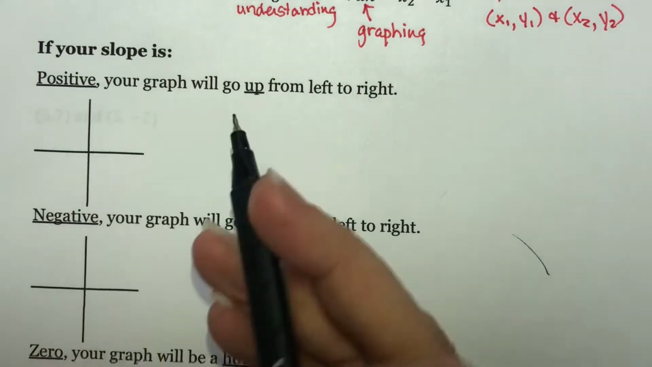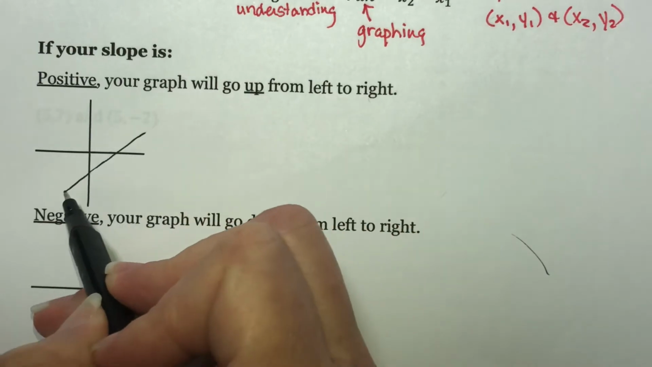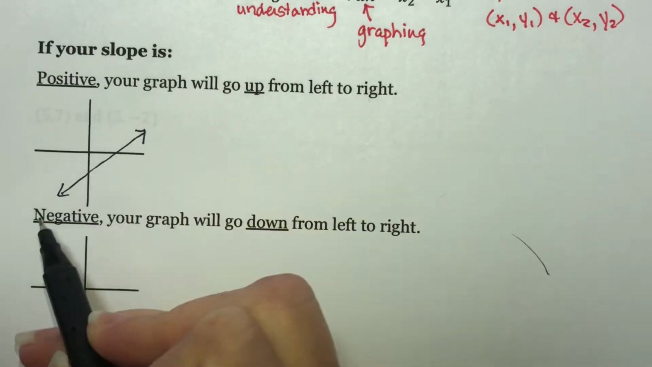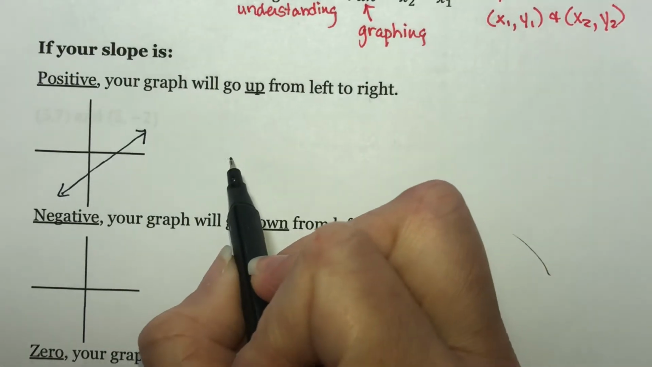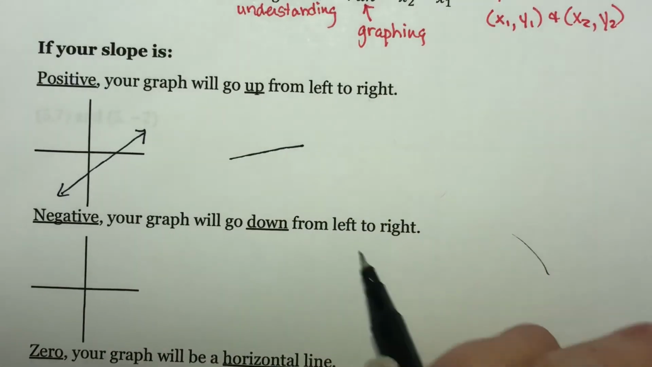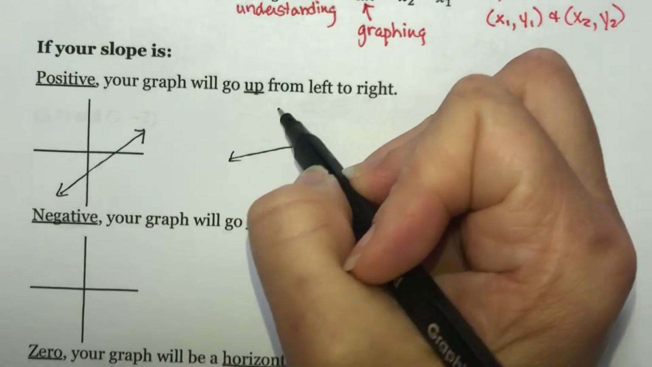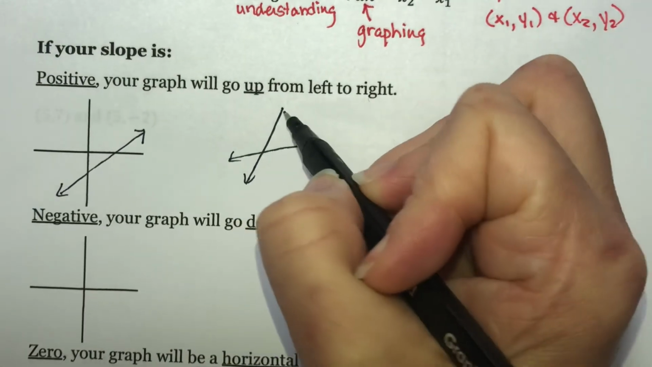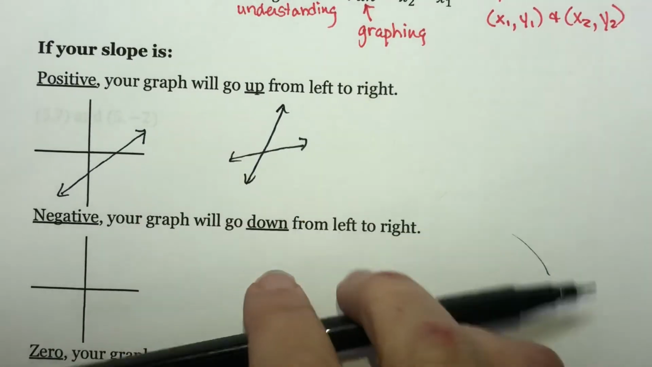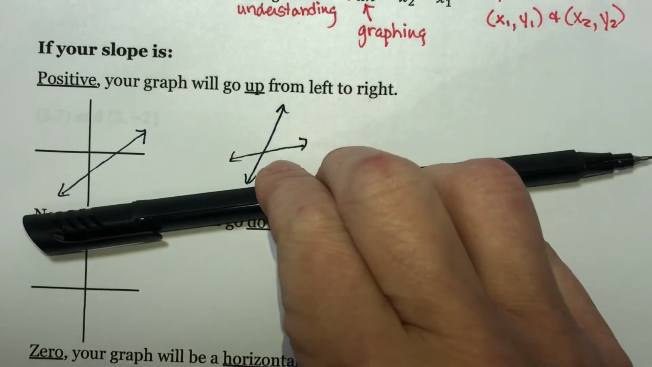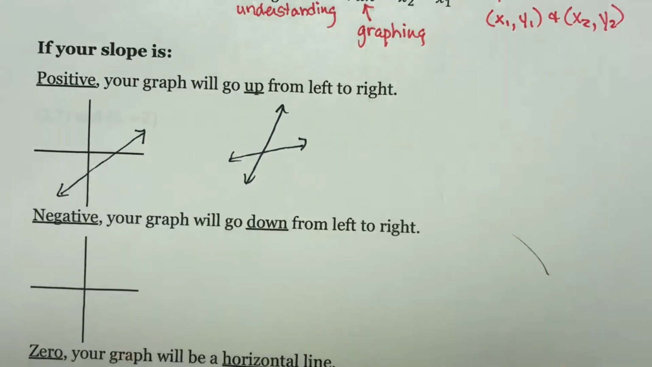If your slope is a positive number, it does not matter what that number is. If it is a positive number, then your line is going to go up when you look at it from left to right. Now, if your number is small positive, it's going to be close to flat. If your number is a big positive number, it's going to be very steep. Okay? But numerically, if it's positive, it's going up. Maybe just a tiny bit, but it's going up.